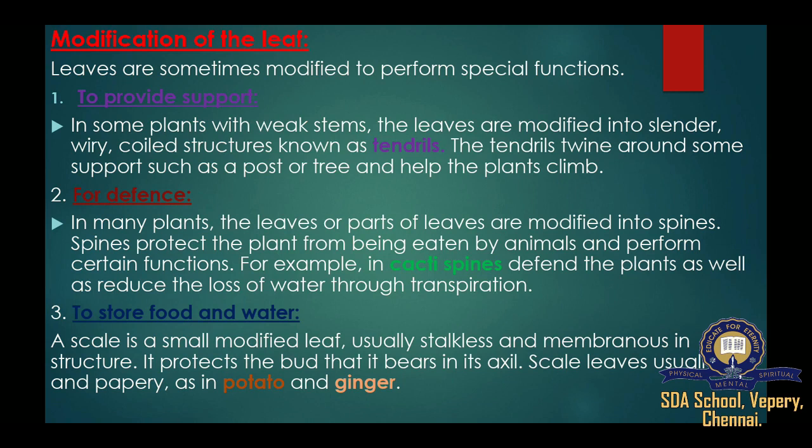To store food and water, the scale leaf is a small modified leaf, usually stalkless and membranous in structure. It protects the bud that is in its axil. Scale leaves are usually dry and papery as in potato and ginger, but in onion and garlic they are fleshy and store food and water. The leaves of Indian pennywort, bryophyllum and century plant are also thick and fleshy because they store food and water.